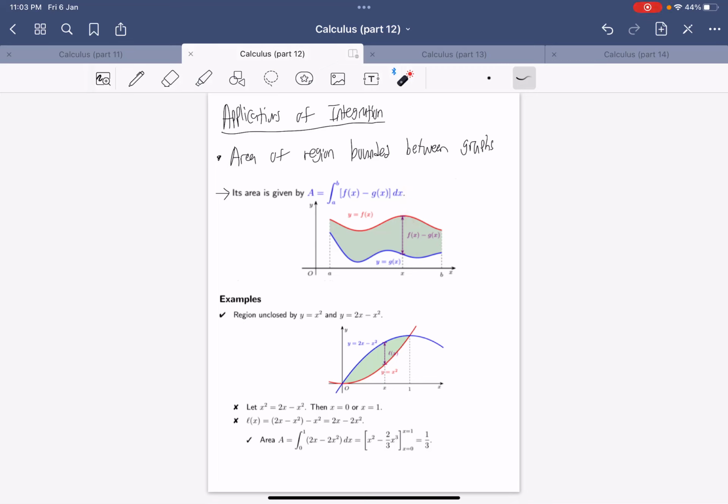Hi, in this video, I'll be showing you applications of integration. In the previous videos, we went through what integration is, how to find the antiderivatives of common functions, and also techniques of integration. Review them before following on with this one because you'll be using those to evaluate definite integrals.